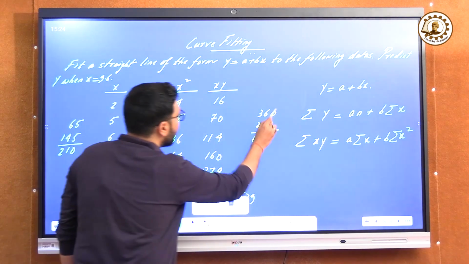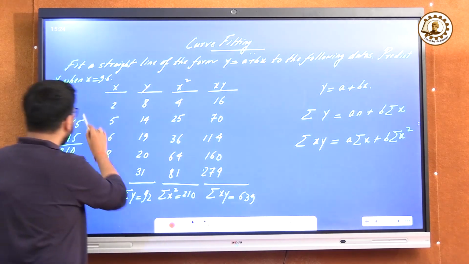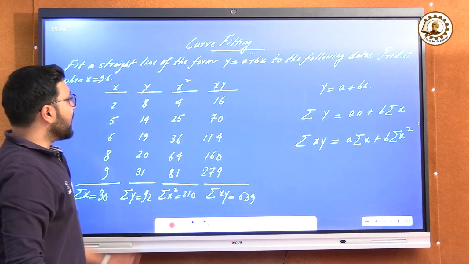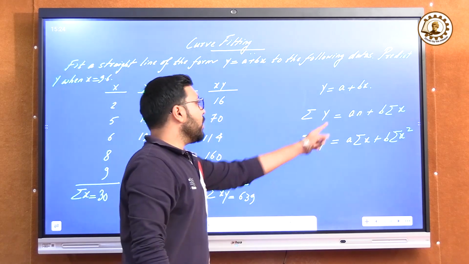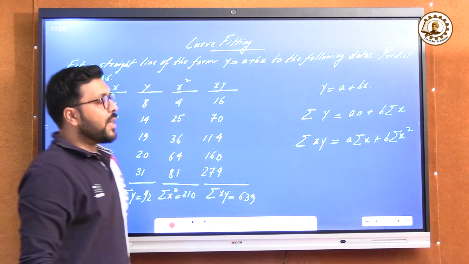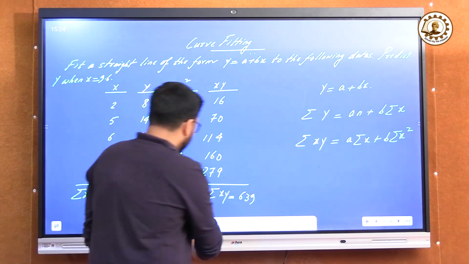So these are the values which we have calculated right here. Now we just have to substitute these values in these two equations, and we need to find out the values of A and B. So let's just solve it.